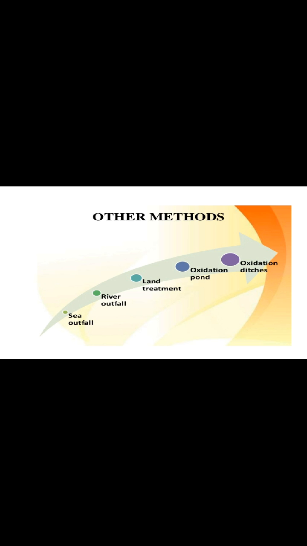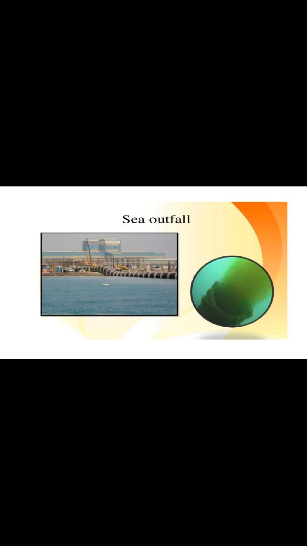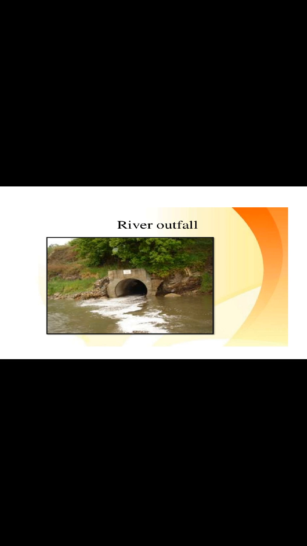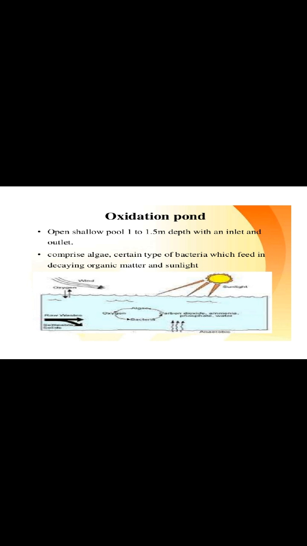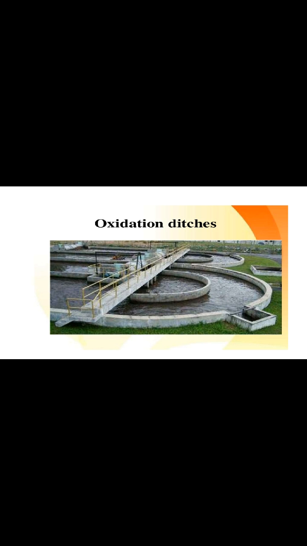Other methods for disposal of sewage: sea outfall, river outfall, land treatment, oxidation pond, and oxidation ditches. These are sea outfall, river outfall, land treatment, sewage farming, oxidation ponds. Generally, an oxidation pond is a shallow pool 1 to 1.5 meter deep with an inlet and outlet, comprising algae, certain types of bacteria which feed on decaying organic matter, and sunlight.